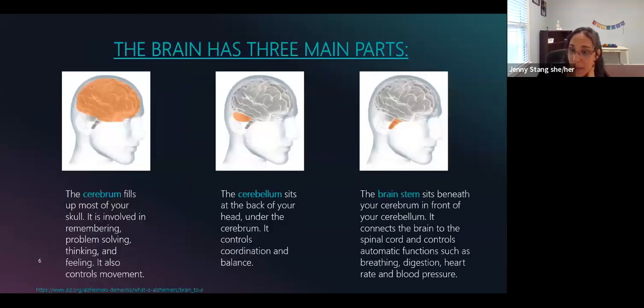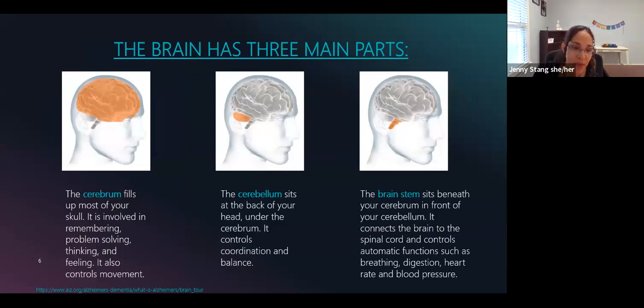So quickly, we're going to talk about the brain. The brain has three main parts: the cerebrum, the cerebellum, and the brain stem. As I go through this training, I'm going to try very hard to pronounce a lot of these words properly. But since this is not my profession, I am a social worker and I curate this information for you, I may mispronounce some words, so please forgive me if I do.